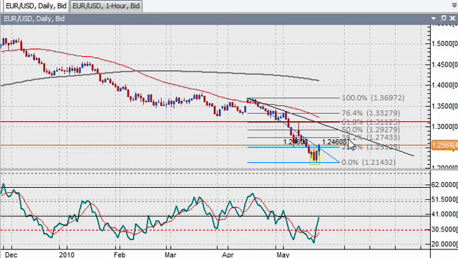If this is going to be a major correction, an intermediate correction, it should go to the 1.31 area.